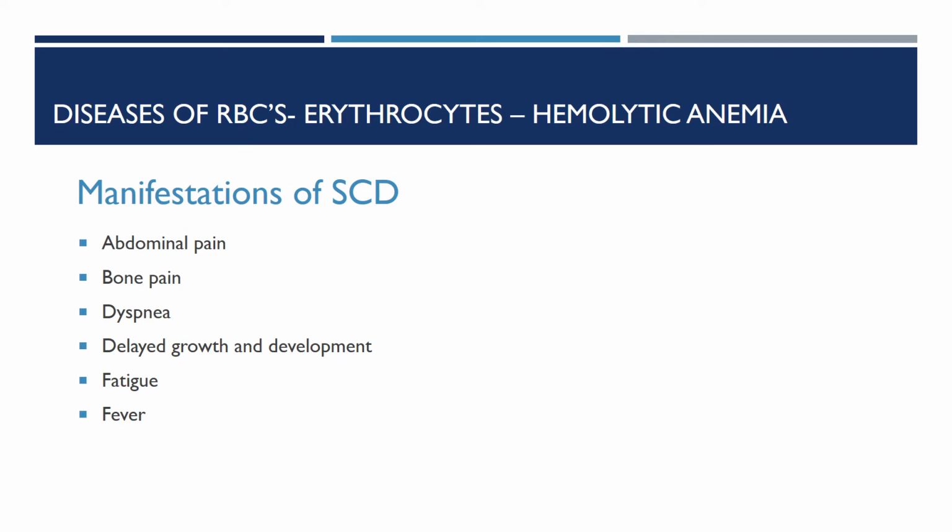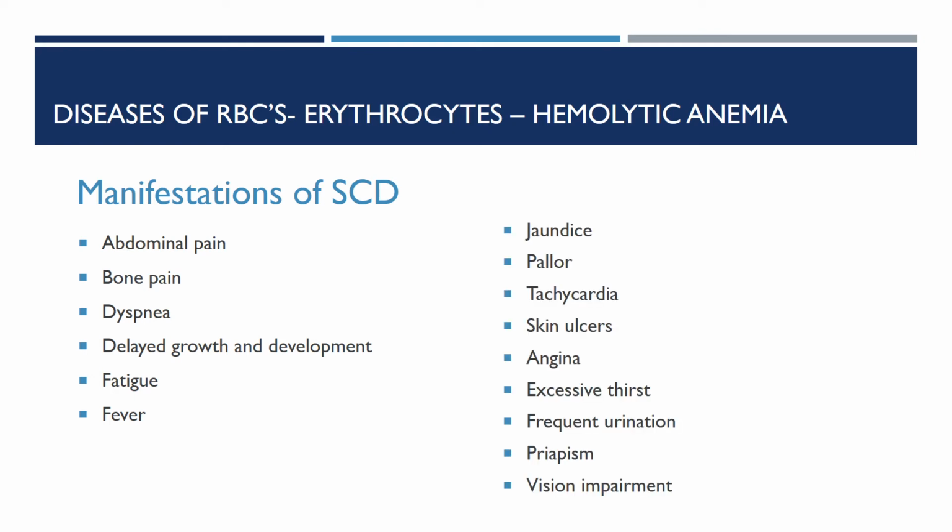Specific manifestations that we're going to be looking for: abdominal pain, bone pain, labored breathing, that's going to go with anemia in general. Delayed growth and development is going to go hand in hand with the ability to transport oxygen and build ATP. Fatigue, you're going to be tired. Fever. Now we have a bunch of other manifestations like jaundice.